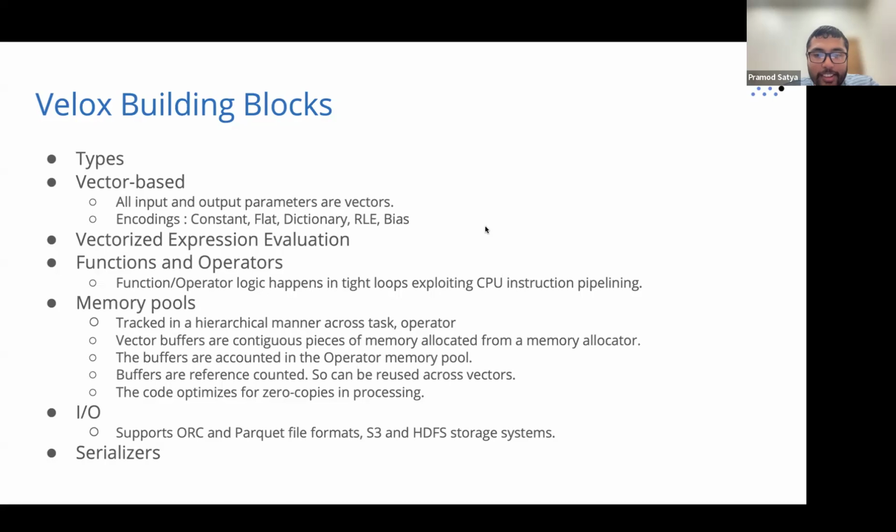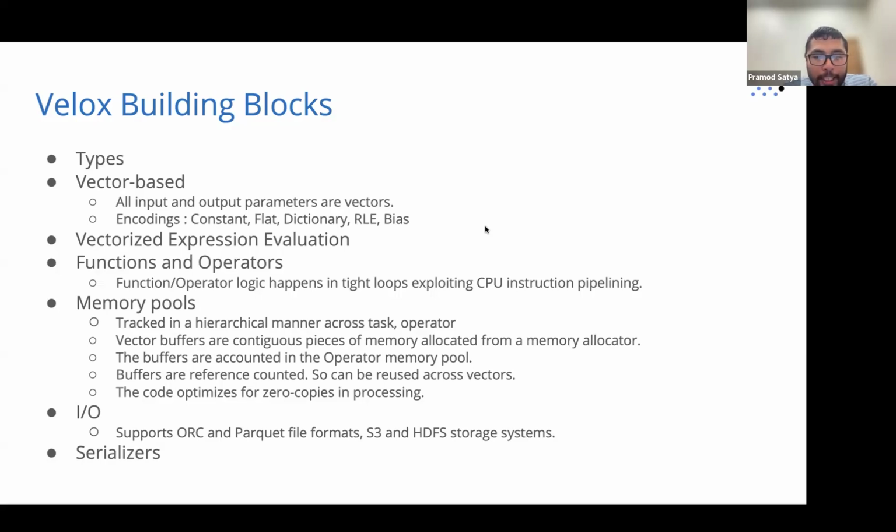Velox has tasks that track memory usage with memory pools. These memory pools are tracked in a hierarchical fashion, and they're handled by the memory managers. So the users can reserve memory for specific operations, and the memory allocator is going to take care of the allocation. It's going to allocate a contiguous section of memory or a buffer, and the memory manager accounts for all of these. And these buffers can be reused across vectors. Velox also optimizes for zero copies during data processing.